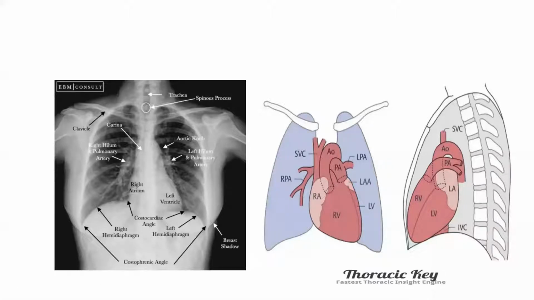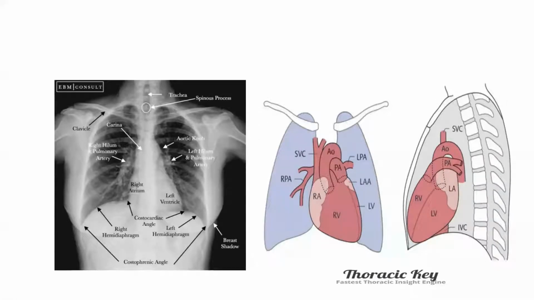So the RV is not seen in the PA projection, and the left atrium is not seen. Okay, good. And if you see here in a schematic, you will know why. This is the right atrium, and this one is the LV. So this one is not actually seen because it is anterior.